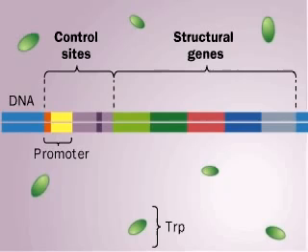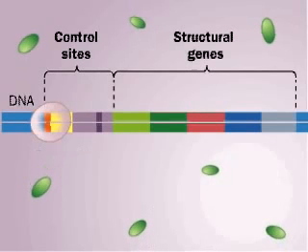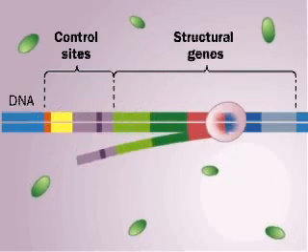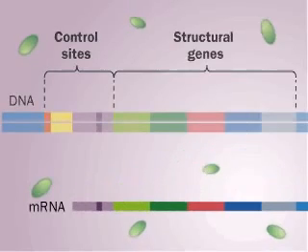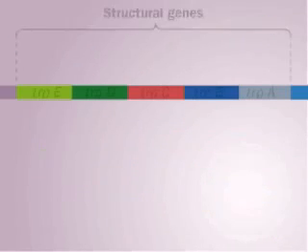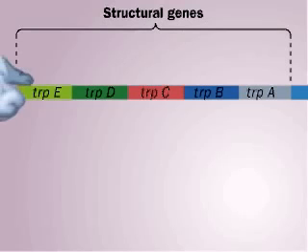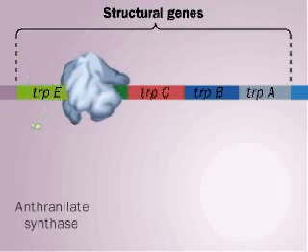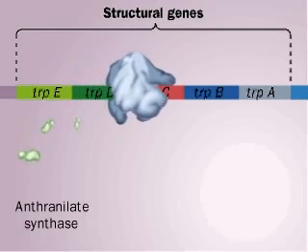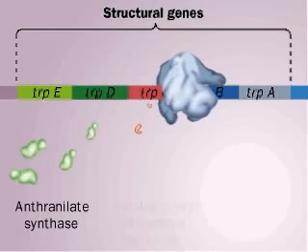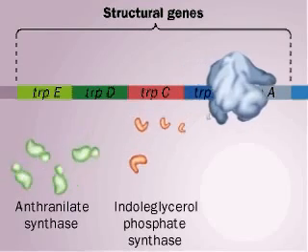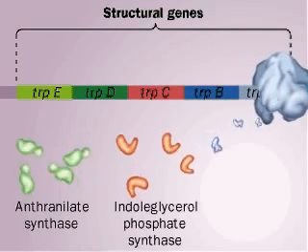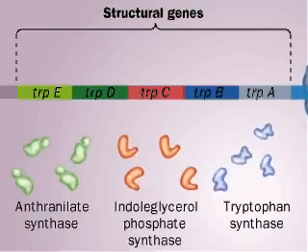When the bacterial cell's tryptophan levels are low, RNA polymerase can bind the promoter and transcribe the structural genes. Each gene encodes a protein chain for an enzyme in the TRP synthesis pathway, TRPE and D for anthranilate synthase, TRPC for indole glycerol phosphate synthase, and TRPB and A for tryptophan synthase.